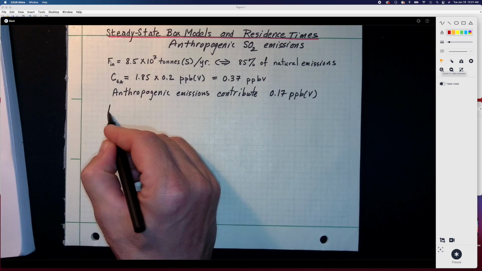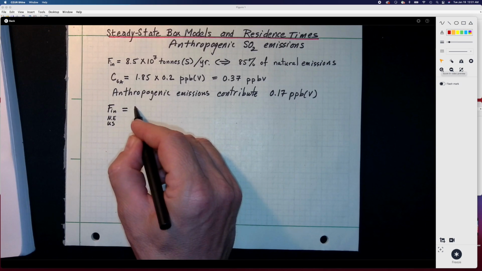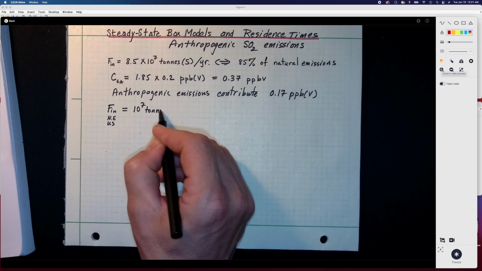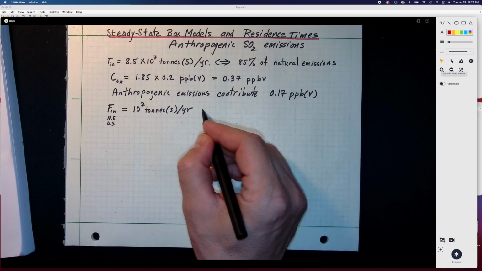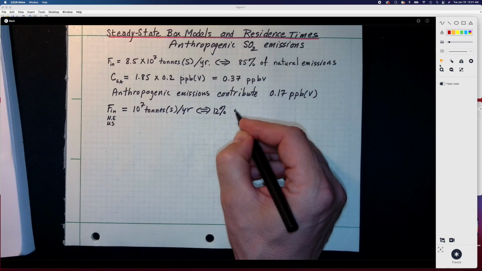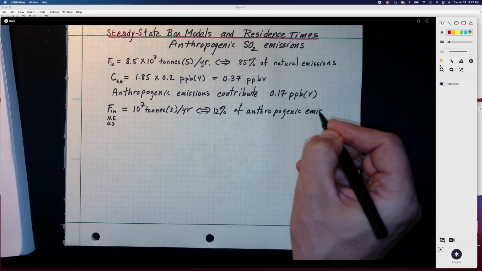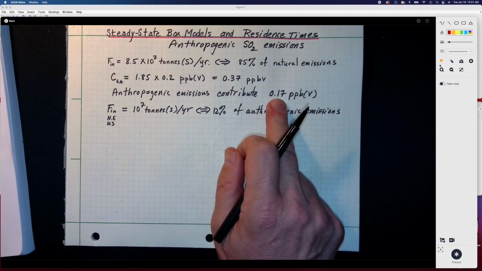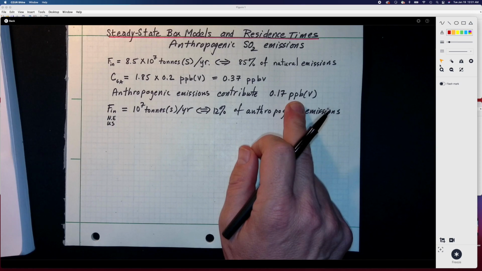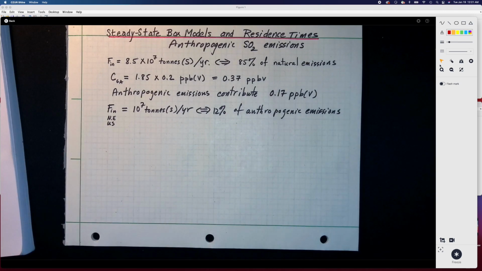All right, so how do we do that? We're told that F in for the northeastern US is equal to, I think, 10 to the 7 tons of S per year. And this corresponds to 12% of the anthropogenic emissions. Now, this 12% of the 0.17 ppb is going to be concentrated in a smaller area. So we need to know what would be the size of the airshed where this extra flux is being put.